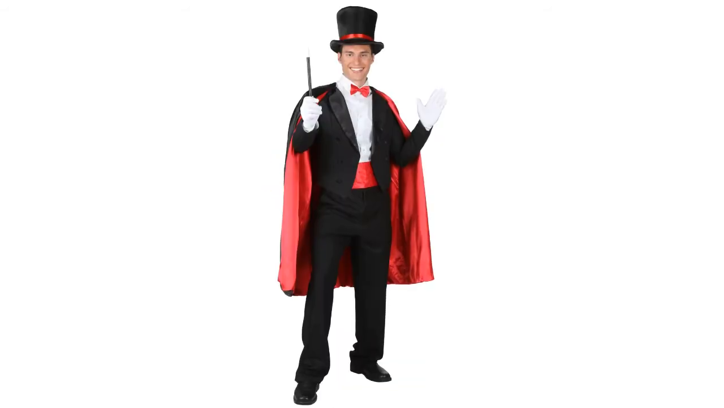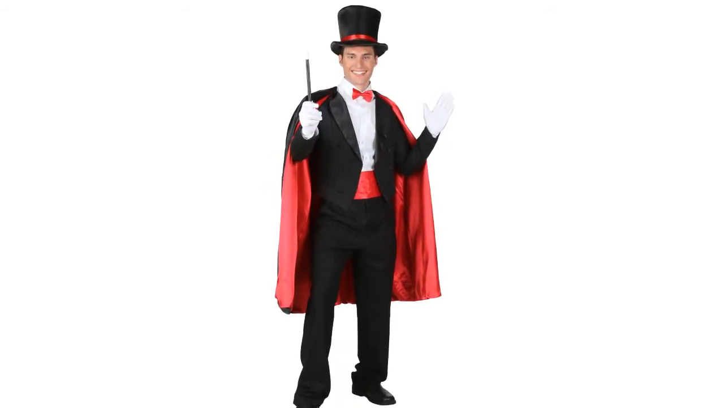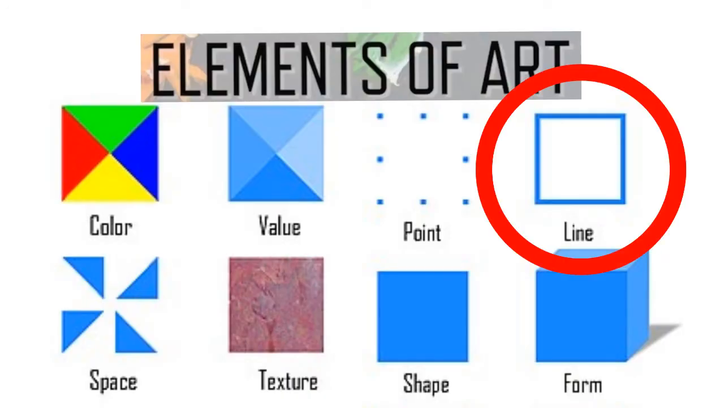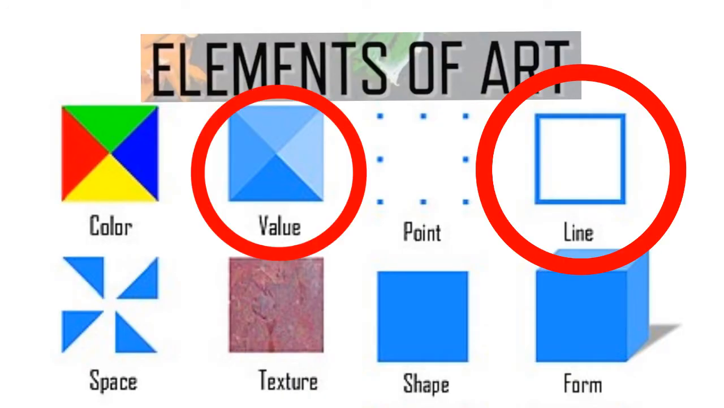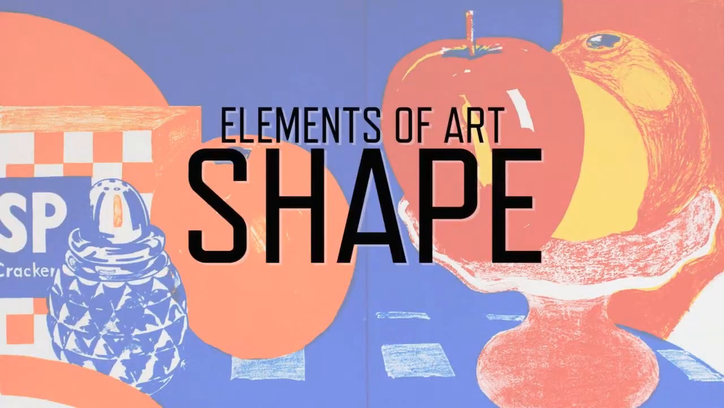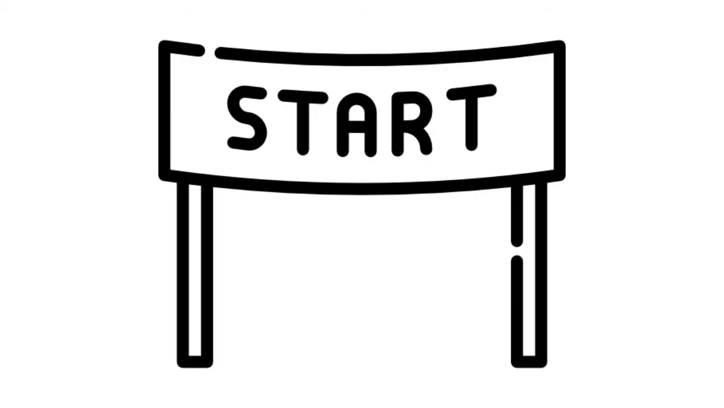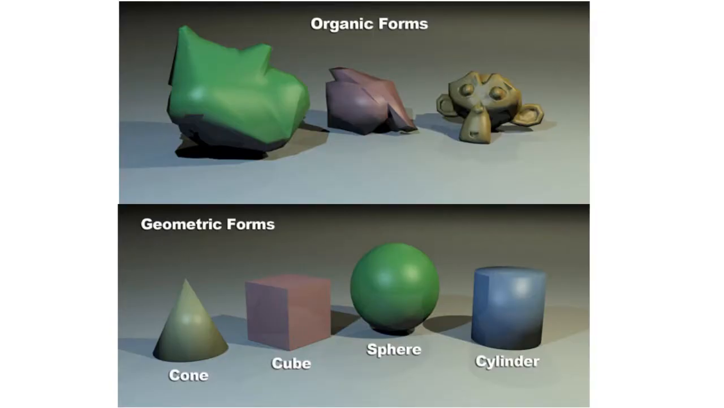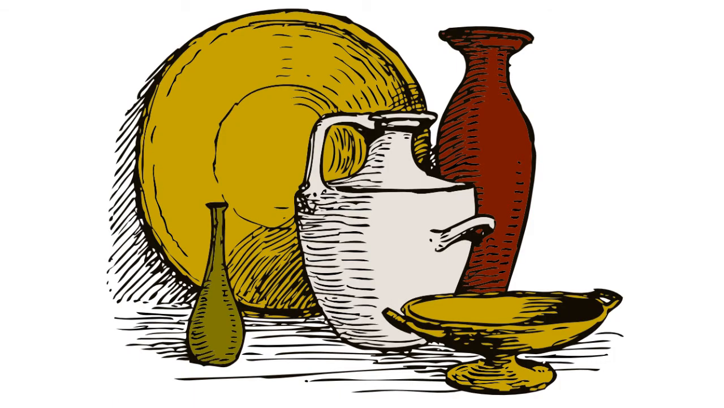So to create the illusion of form, we use other elements such as line or value within shapes, if you remember our last lesson about shapes. So that's what I'd like you to start with. I would like you to create some shapes and give them form. Once you've done some maybe organic shapes, maybe geometric shapes, we're going to do a still life again.